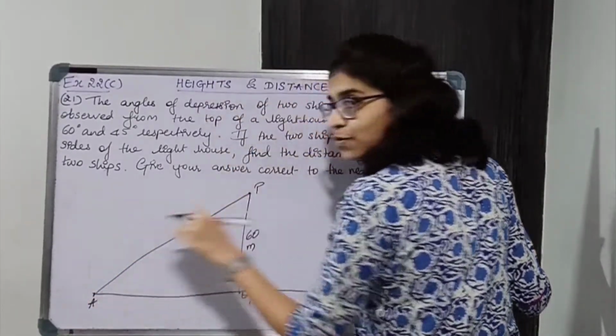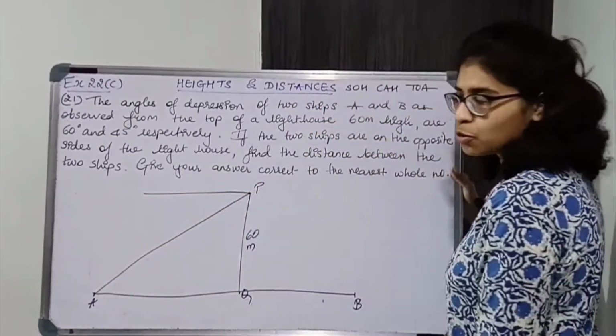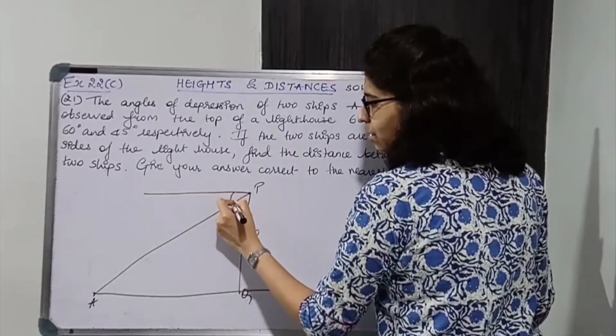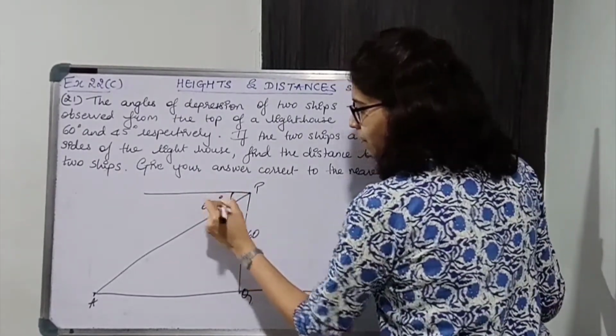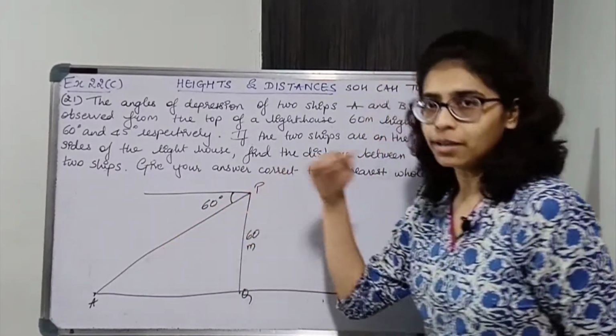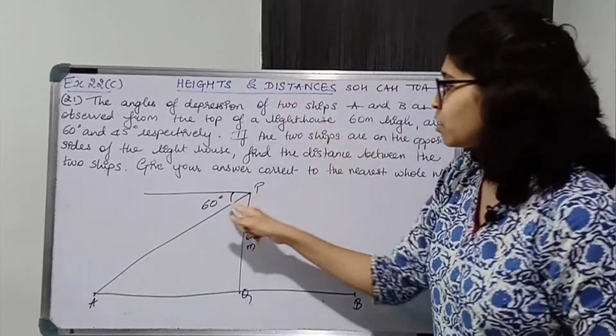Okay, so now from here you are looking at A. So this is line of sight. From here you need to draw the horizontal. So line of sight and horizontal के बीच का angle, this will be the angle of depression. You're looking at a lower level, so angle of depression होगा. When you look at a higher level, then it is angle of elevation. Okay, so it is 60 degrees.